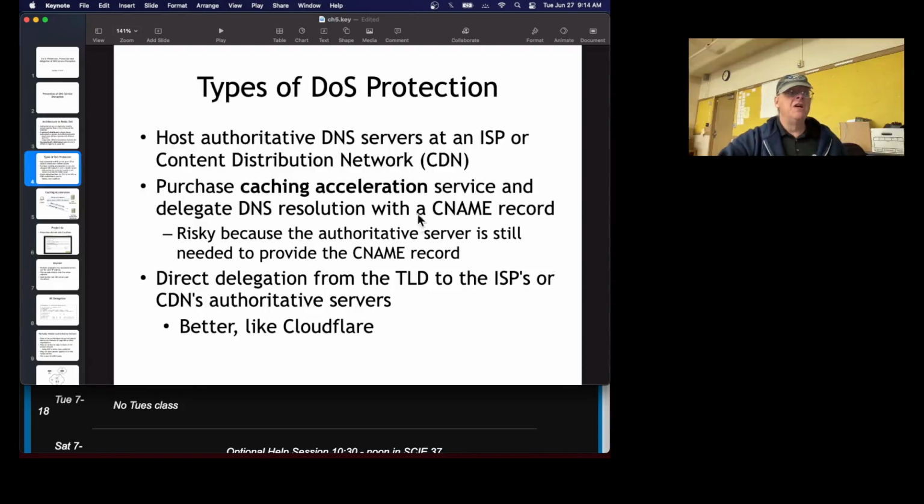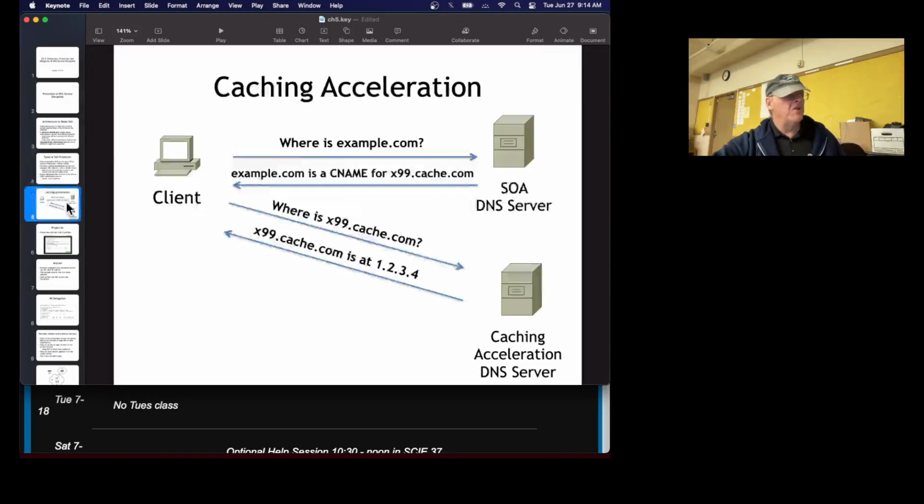But the problem is the authoritative server is still needed to be the first query that leads you to the second one. So if your authoritative server is down, you still won't be able to reach the caching acceleration service. A direct delegation is better, and that's what Cloudflare uses. So here's caching acceleration. Where is this website? And it tells me, well, it's a CNAME for a different name, and that's down here at the cache. And then you go to this cache server, which can handle a lot of traffic. But if somebody floods this server and takes it down, you won't be able to find where the cache is.